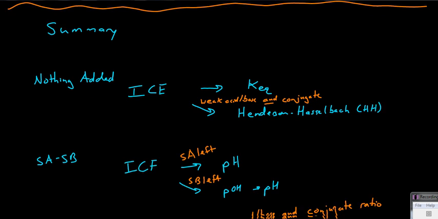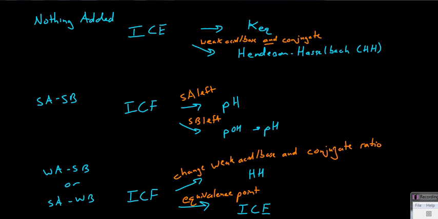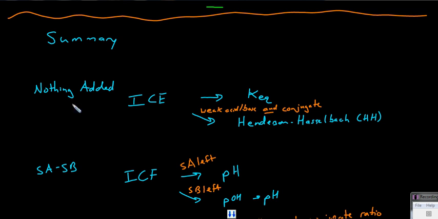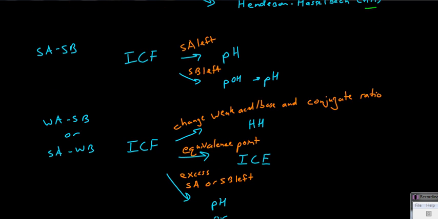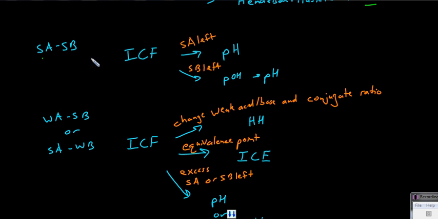And so here is a summary of a lot of calculations. What if nothing is added? What if there is no titration? I only ask, what is the pH for some weak acid or base? Well, you can use the equilibrium expression and the equilibrium constant to do that. However, if you have both a weak acid or base and its conjugate, a ratio between those two, then you can use the Henderson-Hasselbalch equation, which is quite quick and easy.